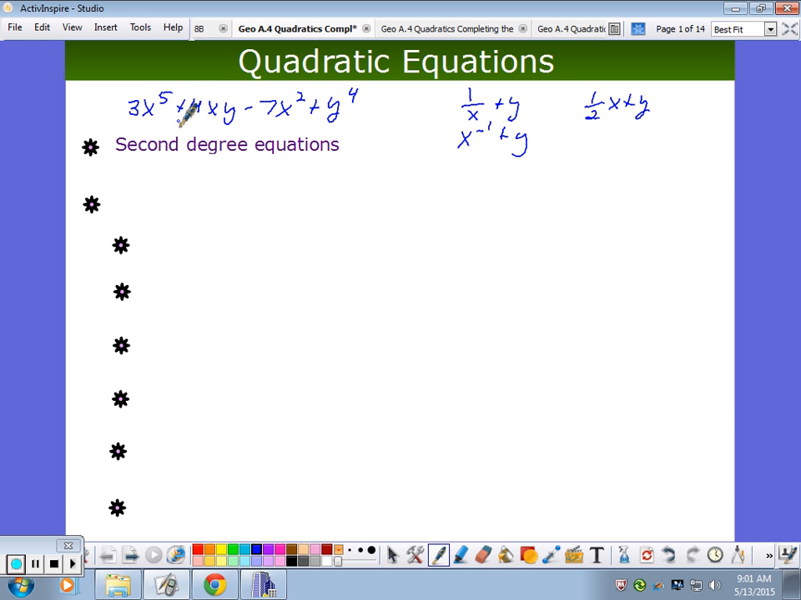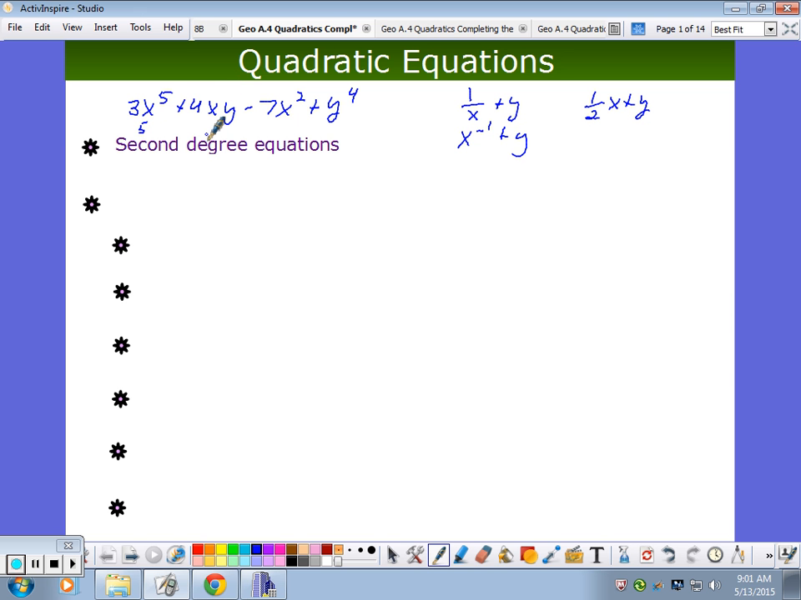So how do I know what the degree of a particular term is? Like what's the degree of this particular term? What's the degree of 3x to the 5th power? 5? How do you know? Because it says 5 right here, right? It's basically how many variables. There are 5 x's here: x times x times x, right? So this has a degree of 5.